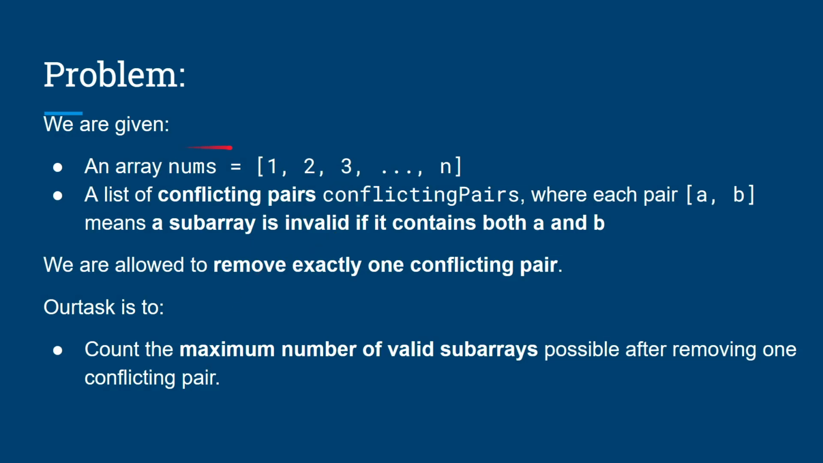So the problem is this: we have been given an array, let's suppose 1 2 3 to n, and a list of conflicting pairs, where each pair, let's suppose, contains a and b. It means a subarray is invalid if it contains a and b, right? We are allowed to remove exactly one conflicting pair. So what is our task? We have to count the maximum number of valid subarrays which is possible after removing one conflicting pair. I hope you understand, right?